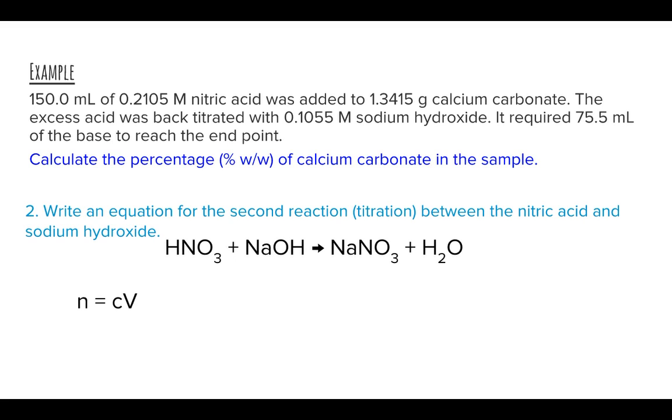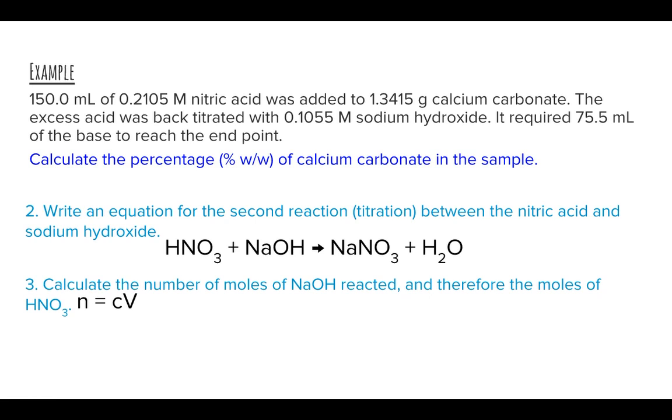We then write an equation for the second reaction, the titration that is, between the nitric acid and the sodium hydroxide. So nitric acid and sodium hydroxide, both aqueous solutions, react to form an aqueous solution of sodium nitrate and liquid water. We calculate the number of moles of sodium hydroxide that was reacted with that nitric acid, and therefore we can find out the moles of nitric acid that reacted. That's our third step.